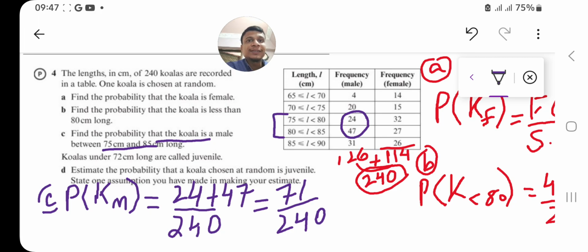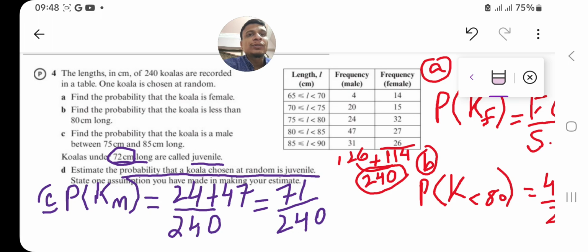Okay students, right now they are saying that koalas under 72 centimeters are called juvenile, and we need to estimate the probability that a koala chosen at random is juvenile. Worth mentioning here is that it is koala under 72, so we don't have that interval. So we need to find koalas under 72, which means male plus female.